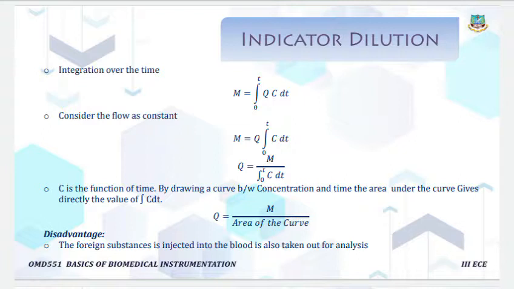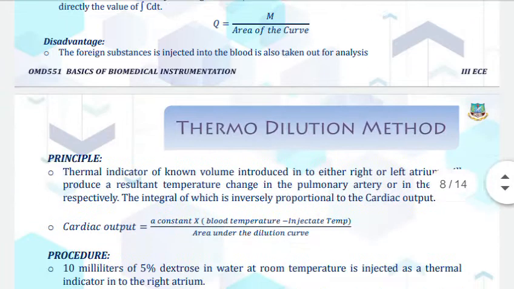I think this figure is in your textbook. Just go through the curves, okay. The disadvantage of this indicator dilution is that the foreign substance injected into the blood is also taken out for the analysis. We are taking samples of blood, so when we inject this dye or radioisotope, some foreign substances will also be taken for the analysis. That is the disadvantage of indicator dilution.